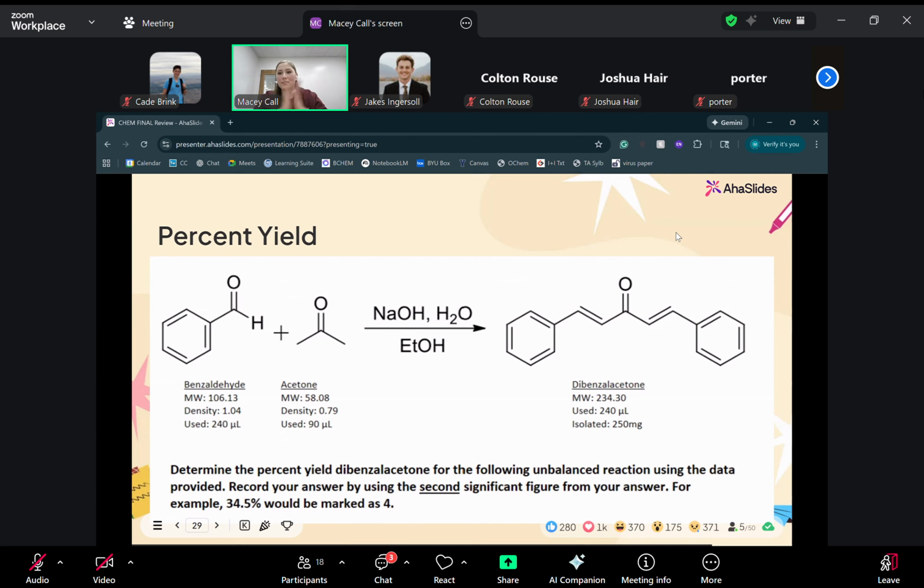Okay, cool. We're going to percent yield. So when I'm looking at percent yield, I'm going to just read the question really quick. It says, determine the percent yield of dibenzyl acetone for the following unbalanced reaction using the data provided. Record your answer using the second significant figure from your answer. For example, 34.5 would be marked as 4.